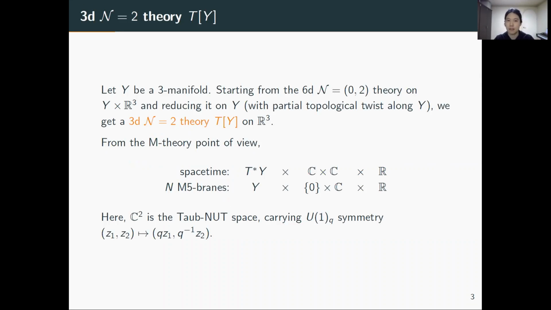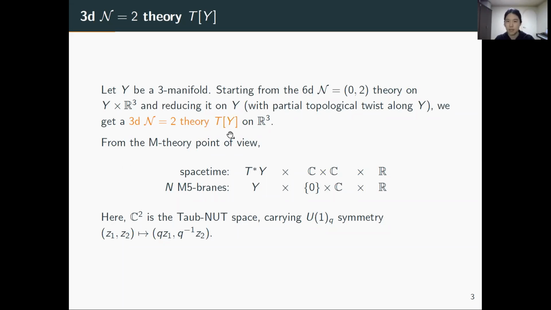Throughout this talk, we're going to use Y as a symbol for our three-manifold. So starting from the 6D (2,0) theory on Y times R^3, and reducing it on this three-manifold Y, the resulting theory is denoted by T of Y. And for a generic three-manifold, only 4 supercharges are preserved, so it has N equals 2 supersymmetry.